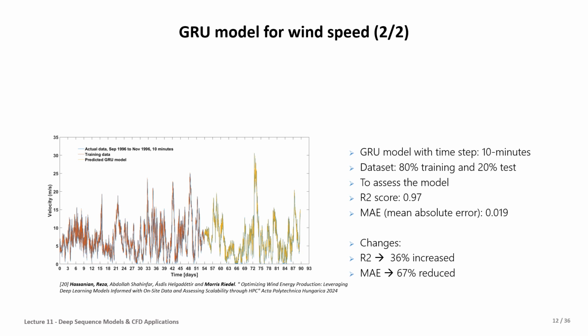And you can see how much they are matching: the training red with the blue, and the prediction, the yellow one, how much it matches with the blue one. So this here is the application of the LSTM and GRU model we use for the turbulent flow.